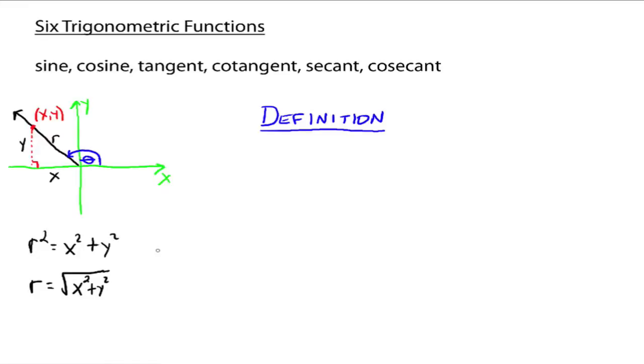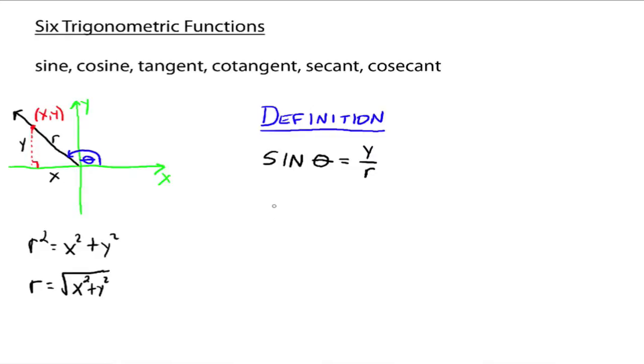Here are how the 6 trig functions are defined. For the first one, sine, we're going to use the following notation: S-I-N, and then theta. You read this as the sine of theta. So sin theta, sine of theta. And that's defined to be the following ratio, y divided by r. We're just saying the sine of this angle is just this ratio of this triangle, y divided by r.